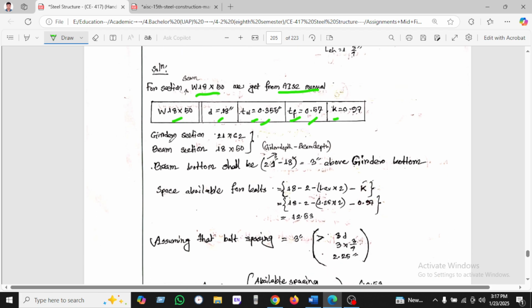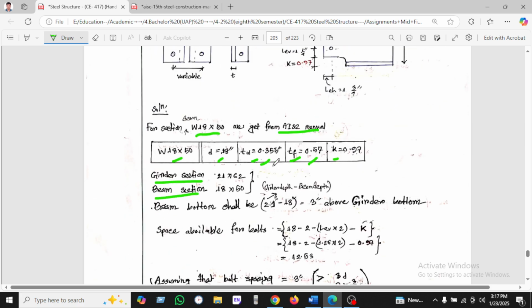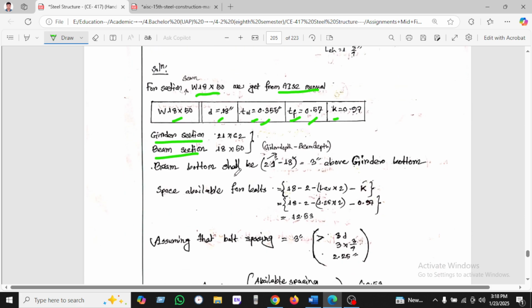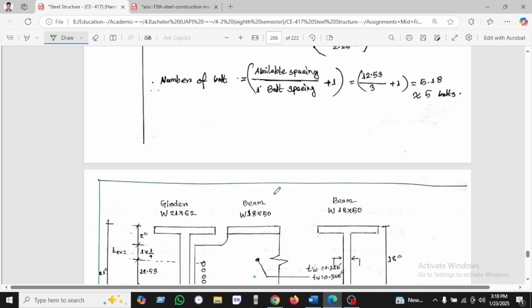These are given in the girder to beam section. The beam bottom: we have seen the girder depth is 21 and the beam depth is 18. So the gap between beam and girder is 21 minus 18, which is 3 inches. Yes, we can see this in this figure: this is the 3 inches, this is the girder, this is the beam. So 3 inches is the bottom distance.